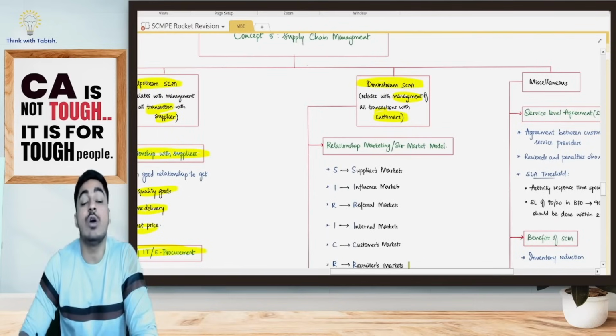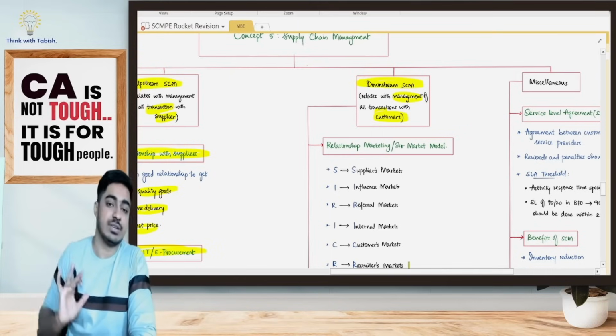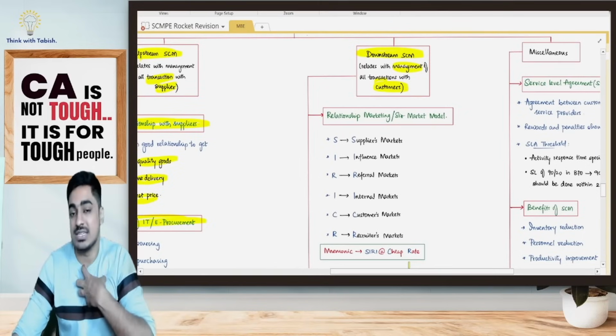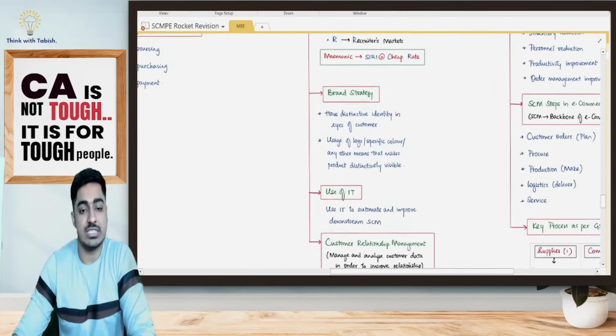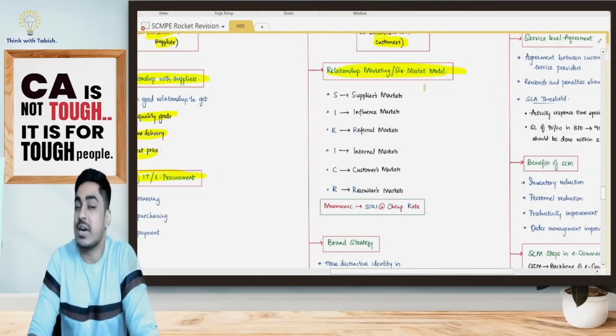Now we are having downstream supply chain management. Yes, managing all transactions with my customer. Here, multiple things are there. Firstly, I should be getting my customers. From where all can I be getting my customers? How all can I be getting my customers? I'm telling two ways. Relationship marketing, which is also called the six market model.